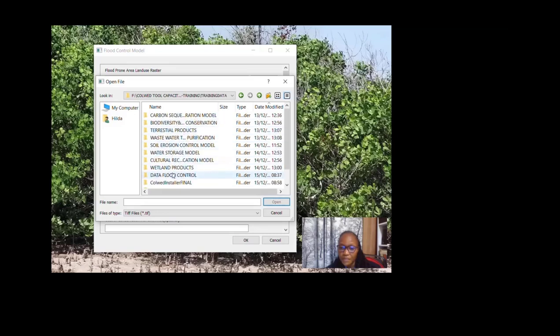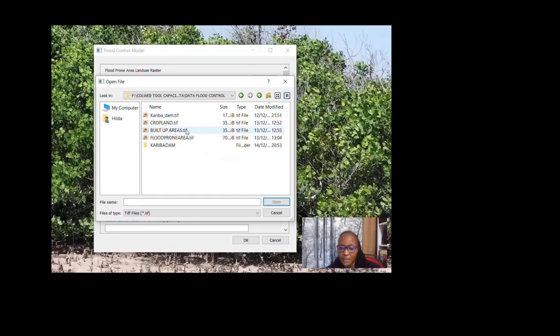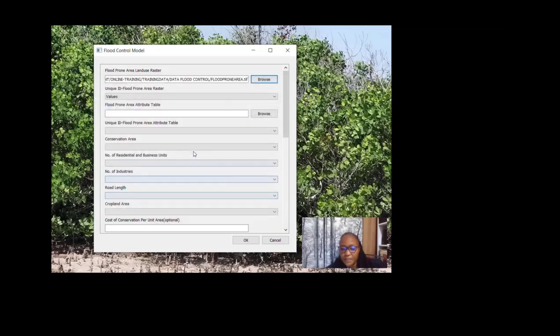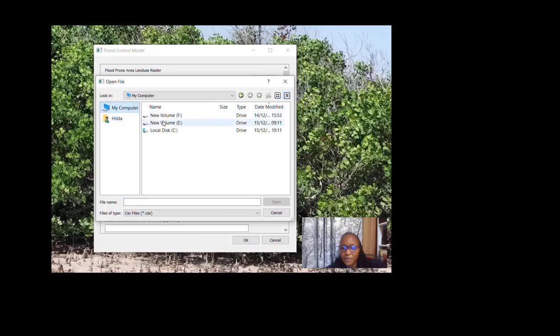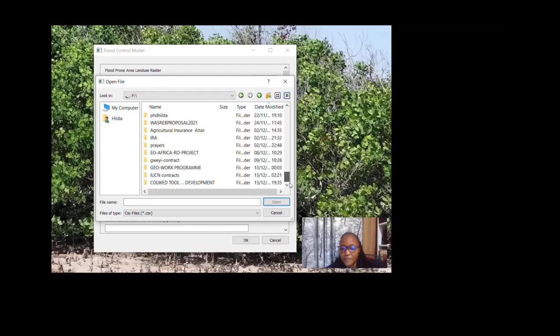So we have the flood control data there, and we have what we are calling the flood prone area. The flood prone area is actually a land use land cover map of built up areas in Kariba, cropland area in Kariba, and also a rangeland area in Kariba, or the forest, to depict a conservation area scenario. So we load these datasets, and then we load the attribute table from the same source, which, as we have said, is a .csv file.